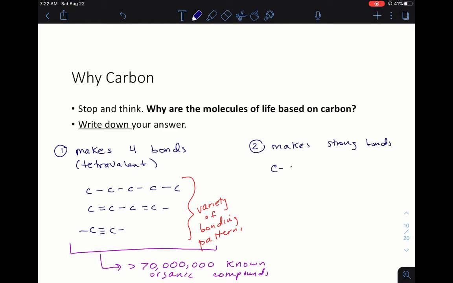The bond strength of a carbon-carbon bond is about 81 kcals per mole. I like to use kcals. Most chemists like to use kilojoules, but maybe I'm a biologist in secret. I like to use kcals. The carbon-hydrogen bond has a bond strength of about 100 kcals per mole. So these are strong bonds.